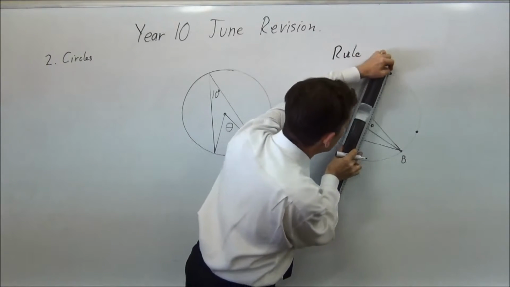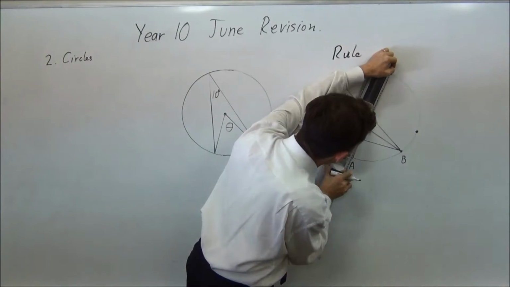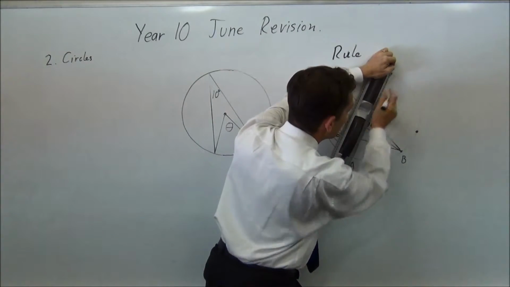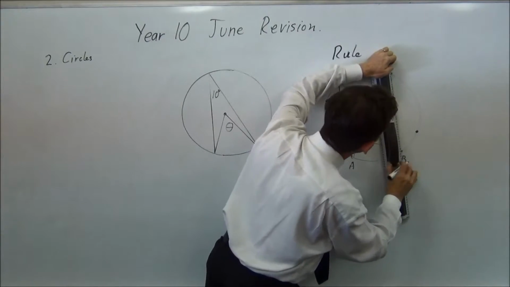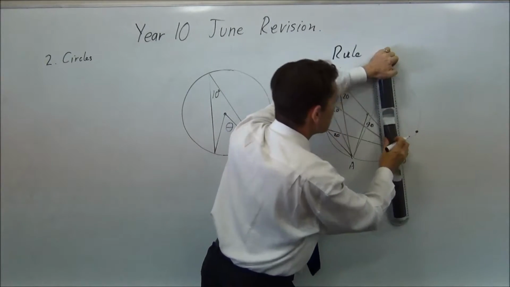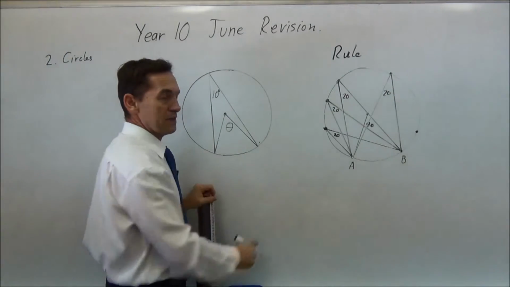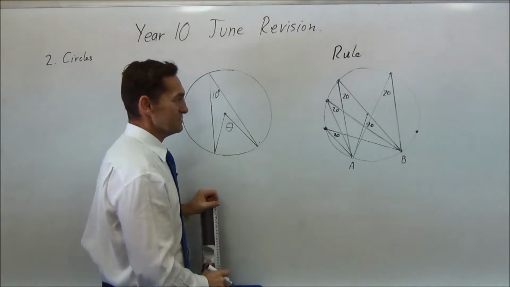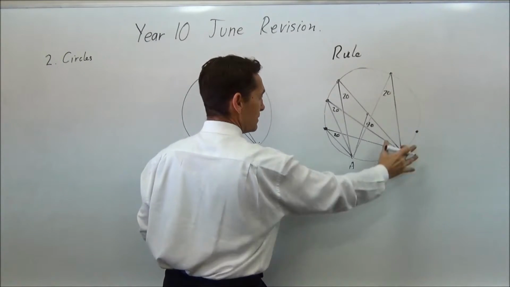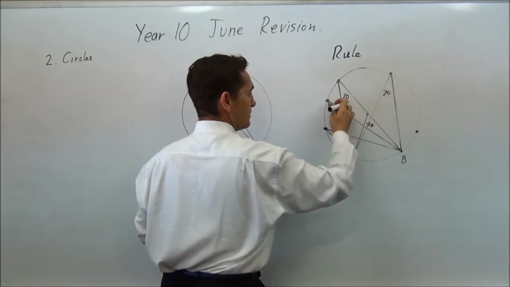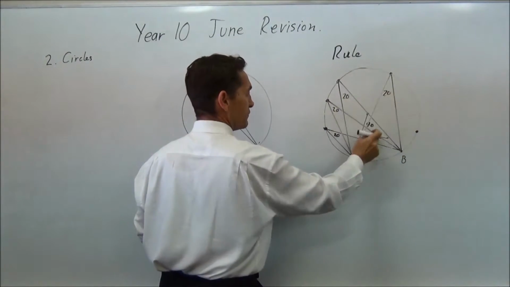So if we join another one over here, from that dot there, from A, over to there, back to B, like that, and guess what? That will be 20. And if we go to that last dot, it's going to be 20 as well. So this rule means anywhere you go around here, this is half of this.